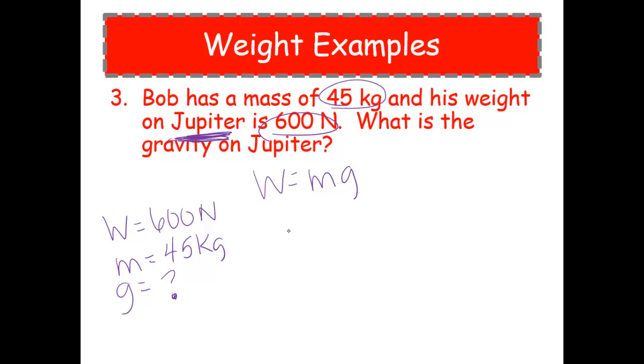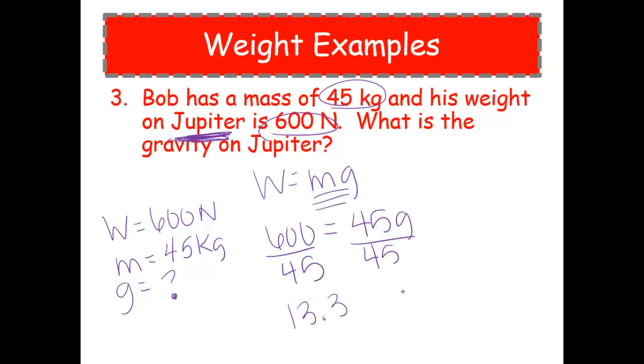600 equals m, which is 45, times g. Divided by 45, divided by 45. So look, same thing as the last one. If you're solving for either one of these variables over here, you're going to divide. So all I have to do is take my calculator, 600 divided by 45. I get 13.3 repeating.